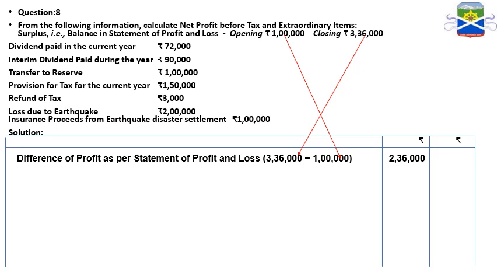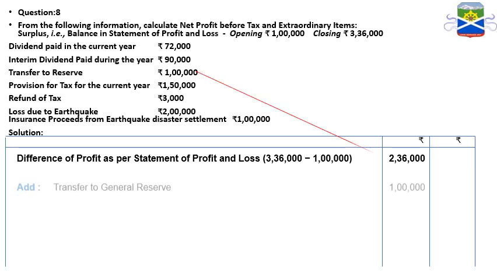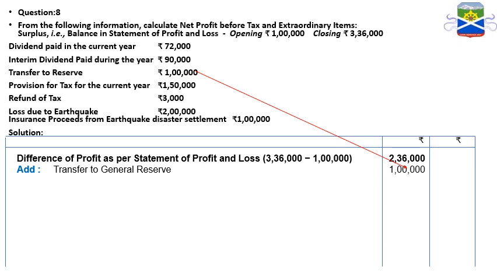The difference of net profit we'll take over here. Difference of net profit is 3,36,000 minus 1 lakh, so 2,36,000. That is our difference in net profit. With that, we will add transfer to general reserve 1 lakh.